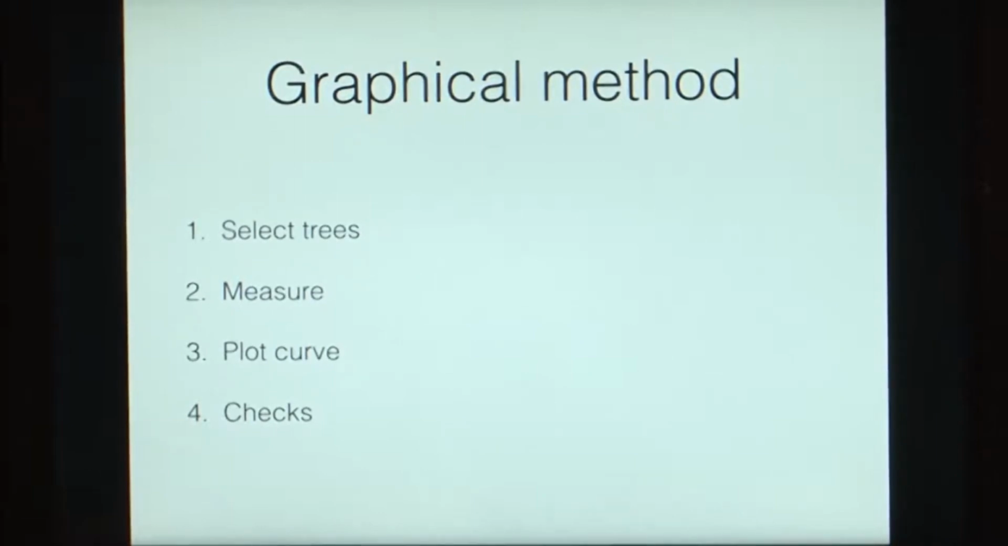In the case of the graphical method, we start by selecting the trees. So, we cannot put each and every tree, we need to find out the generalized trees. So, we will come to it in greater details later. So, once we have selected those trees and we have felled those trees, then we are going to take measurements of those trees, then plot the curves, use a number of checks and balances, and then get a table out of it. So, let us look at these steps one by one.